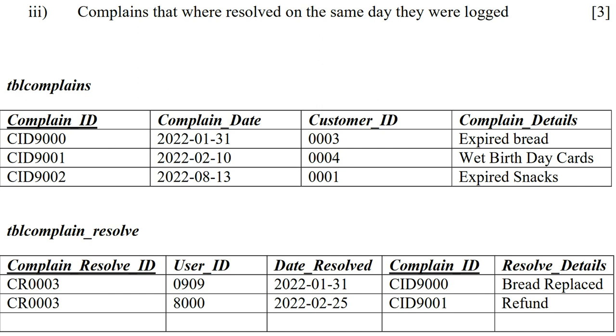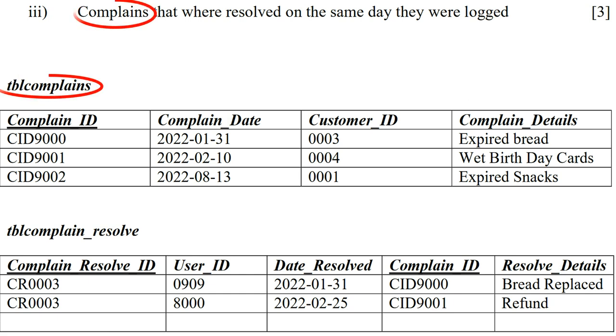So this one we are selecting from where? From table complaints. What are we selecting? Only those that were resolved. So we are selecting anything that exists in both tables, meaning to say we have a join. Anything that exists in here and also exists here, we want it. So what are those? We have CID 9000 and 9001. These are the only ones that we need.